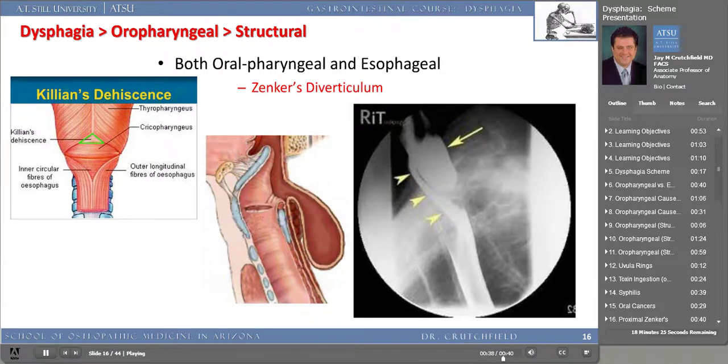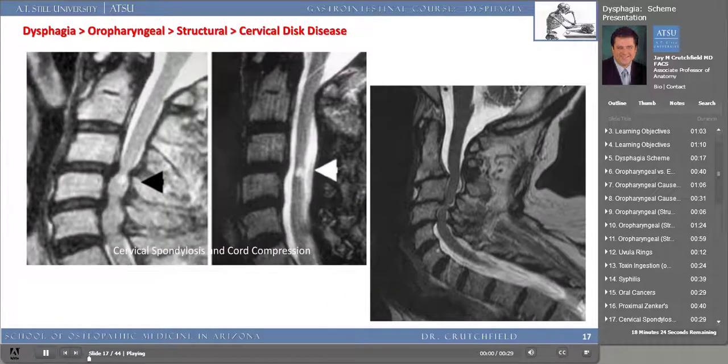causes a Zenker's diverticulum. A patient with cervical spondylosis or cord compression can have oropharyngeal or esophageal dysphagia. These pictures are very illustrative of cord compression, and the MRI images are very clear. You don't really need the arrows to show posterior impingement on the spinal cord causing symptoms of dysphagia. This is an example of disc disease causing a structural defect and oropharyngeal dysphagia.